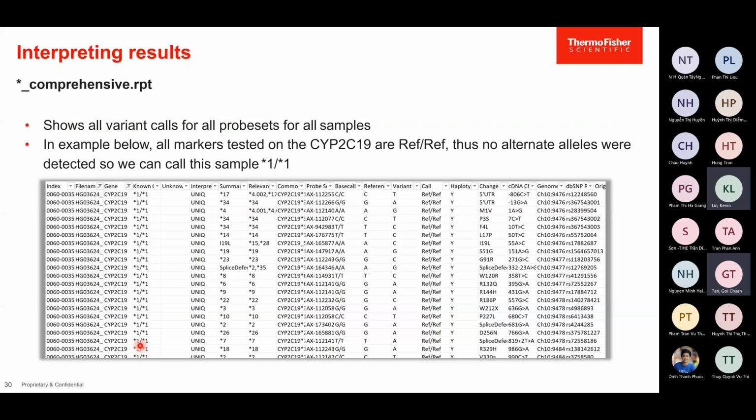The next one is the comprehensive report. In the comprehensive report, you can filter by gene, and it will list down what markers are responsible for defining, for example, CYP2C19, and what the results are. They will list down everything. For example, if everything for CYP2C19 is reference, meaning no variance, then this sample will be *1/*1 because no mutation or variance was found.